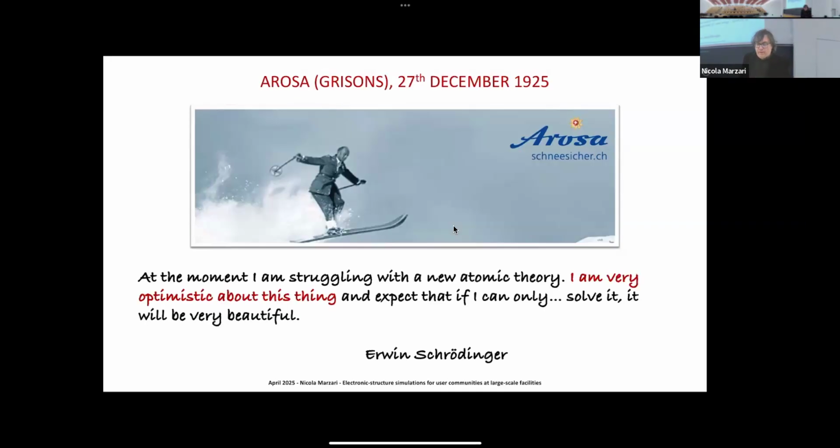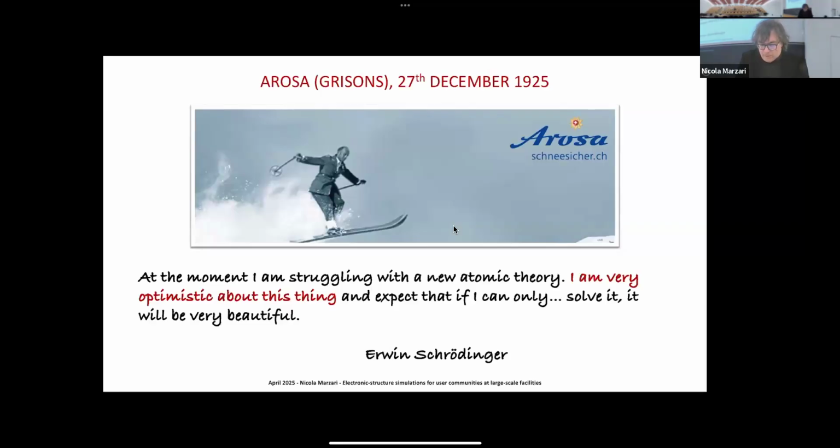But on the 27th of December, he writes this. I think this is translated; I suppose he was writing in German, really. He says he's very optimistic about a new atomic theory, and if he can only solve it, it will be very beautiful. And that allows us to say that quantum mechanics was invented in Switzerland. And not only quantum mechanics, but also special relativity was invented in Switzerland.